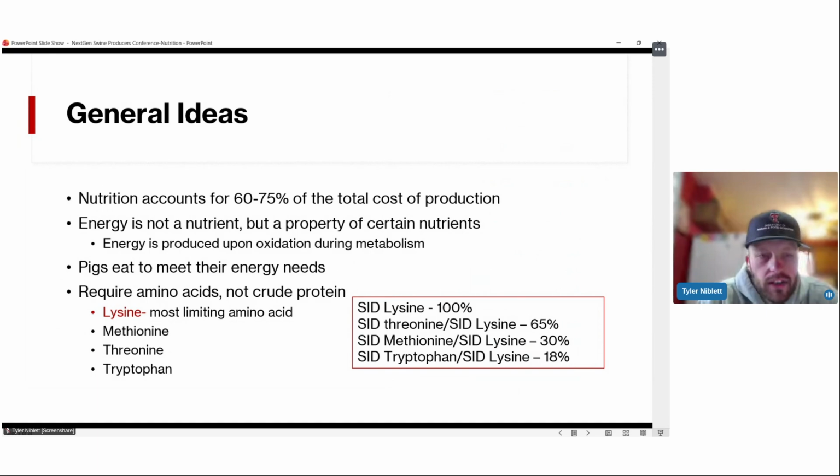However, I do want to reiterate that energy itself is not a nutrient, but it's the property of nutrients. Essentially, it is the oxidation of your fats and your carbs, your carbohydrates and your lipids that you include in the diets. However, when protein or the various amino acids are supplemented in excess, they will become metabolized and also provide energy to the diet. Keep in mind, though, that pigs will eat to meet their energy needs.